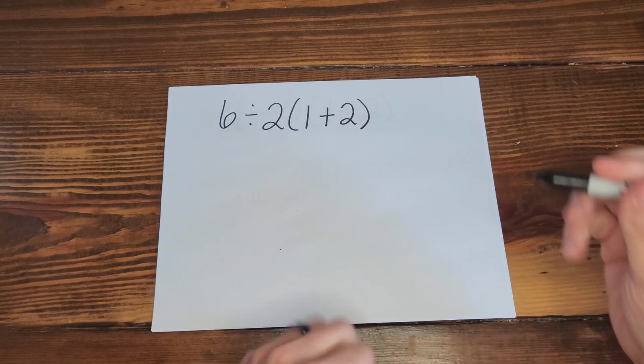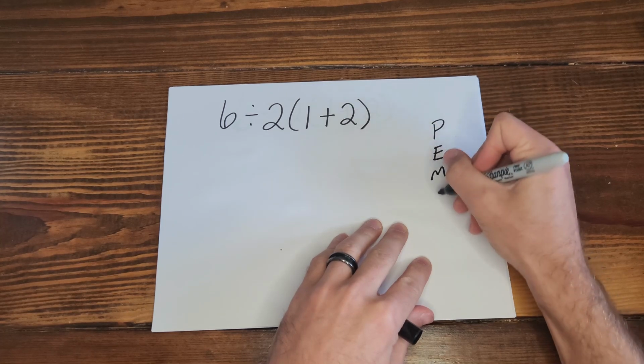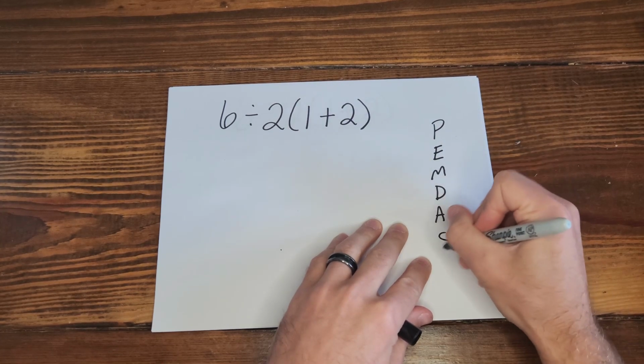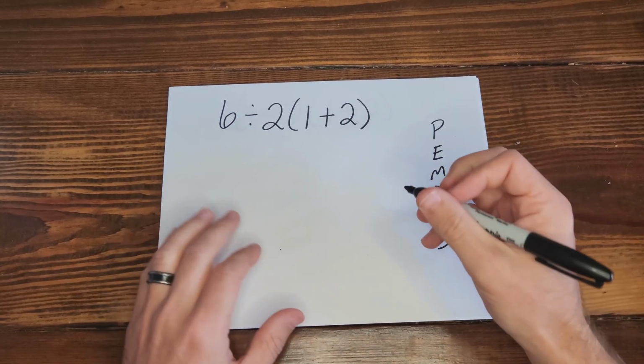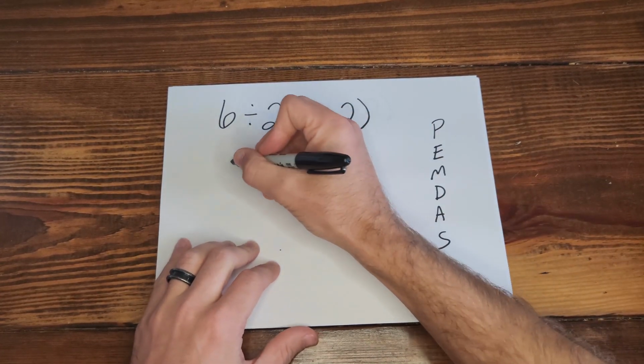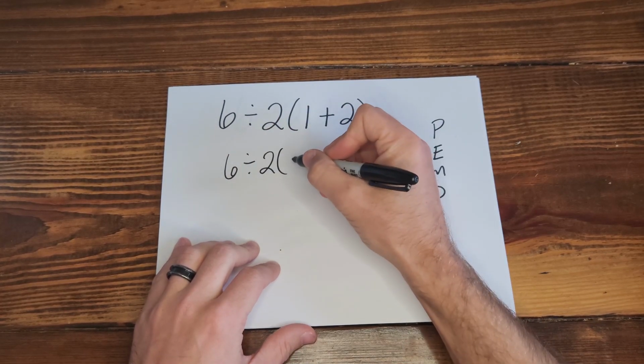Now, as we kind of remember, good old friend PEMDAS comes into play here. So what are we going to do first? That's right, we do our parentheses first. So we're going to come up with 6 divided by 2 times 3.